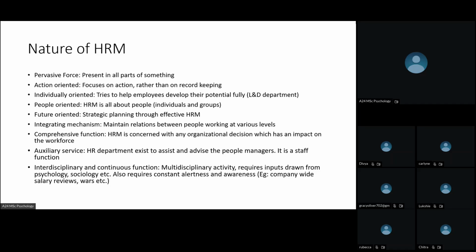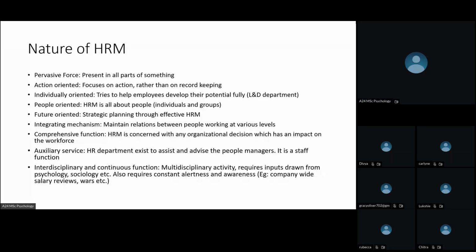That is why it is called future oriented. And then integrating mechanism: HR integrates people that are working at various levels and different departments. That is why they call the nature of HRM integrating. And then comprehensive function. If we talk about integrating, it is also comprehensive, because it is concerned with any organizational decision which has an impact on the workforce.